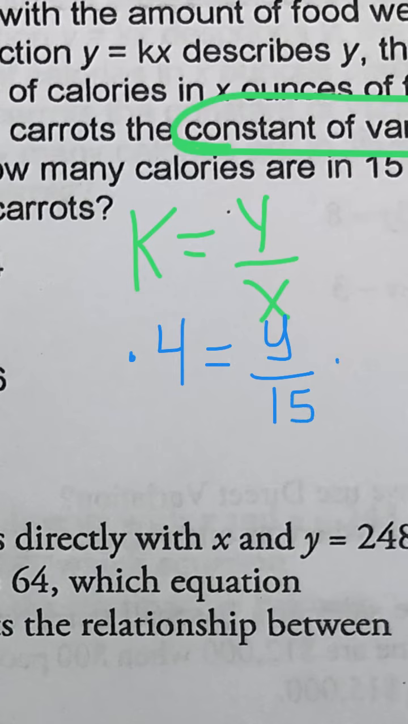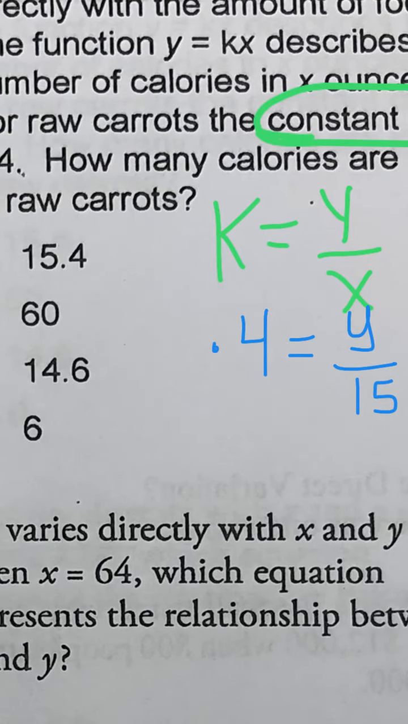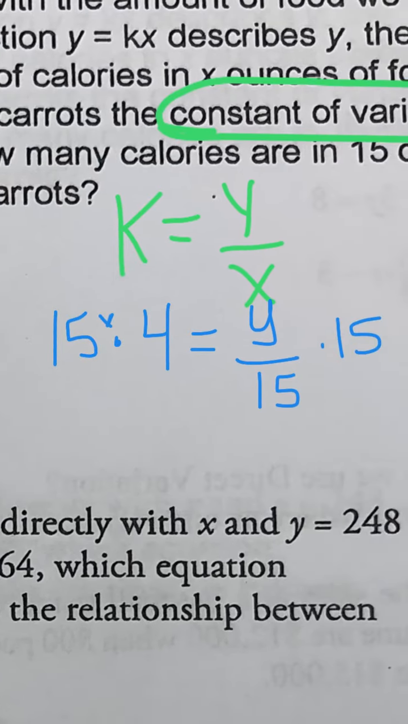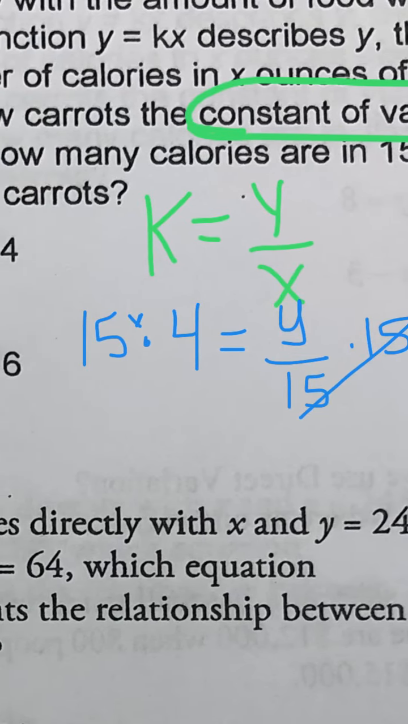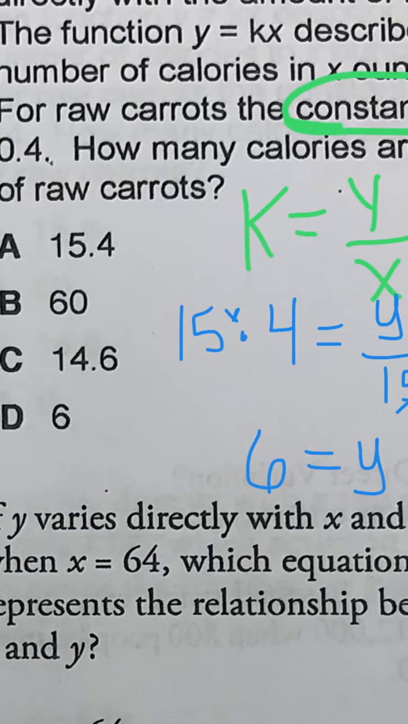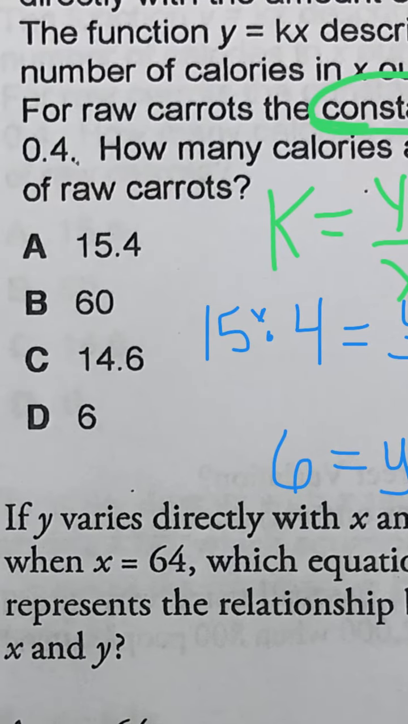How do you solve for that? Multiply by 15 on both sides. So you better know how to do this. So this cancels out, and I am left with 15 times 0.4, and that is 6. So how many calories are in 15 ounces of raw carrots? It would be 6.